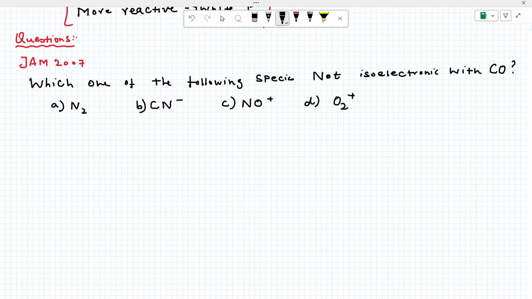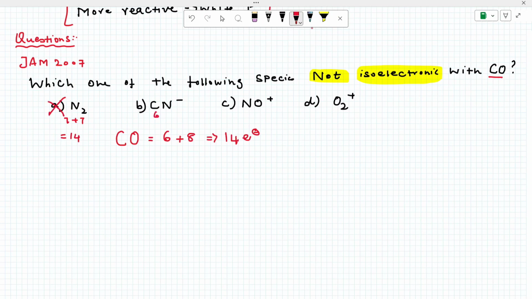Can anyone tell me the answer? Simple question, just try. What is isoelectronic? I told you. Either the total valence electrons are the same or not. The total electrons are the same, right? You can take either valence electrons or total electrons. They are asking for the one that is not. In CO, carbon has 6 and oxygen has 8. 6 plus 8 is 14 electrons. Now nitrogen is 7 plus 7, atomic number 7, so 14.